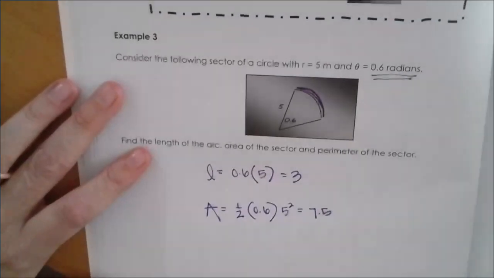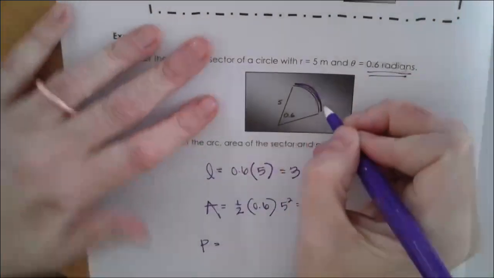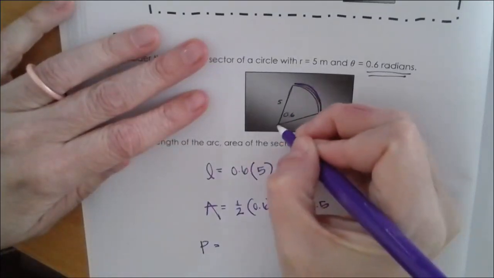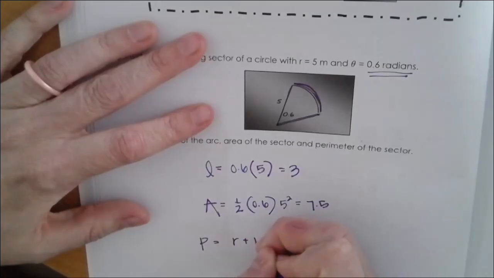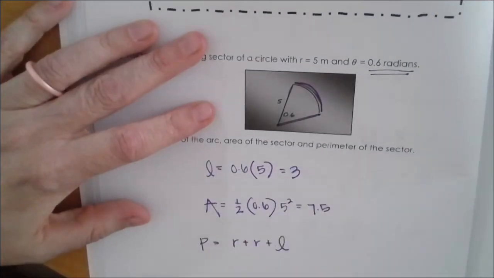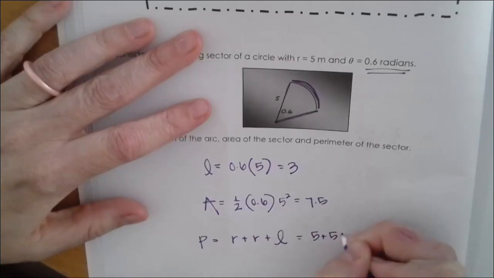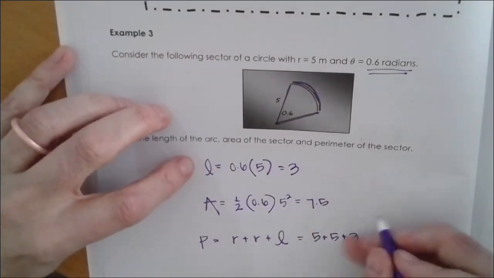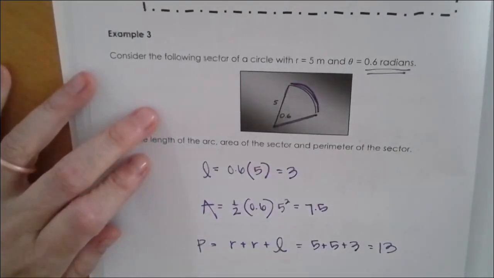And then the last one is the perimeter of the sector. So perimeter is all around this. So I already know this arc length. I just need to add on these two. And we know that these are the radius. So we have a radius plus another radius plus my arc length. So that really is just 5 plus 5 plus the 3 that I already found in that first part. So 13 would be the perimeter of that.